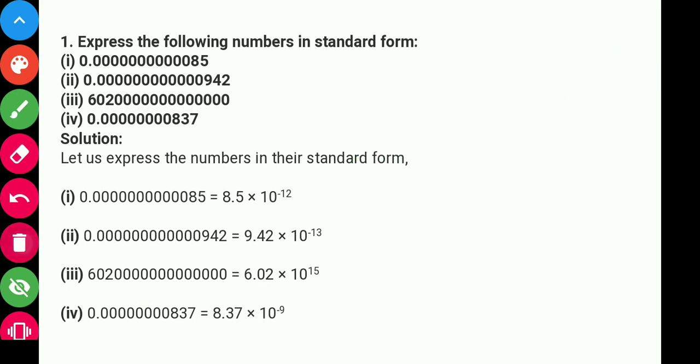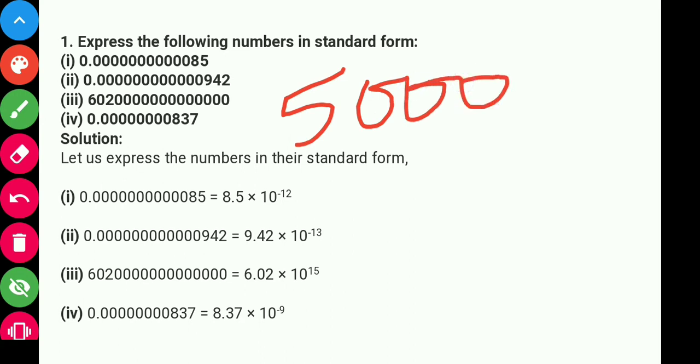You can take another example. Suppose it is given 5000, or you can take 50,000. Here 50,000 can be written as 50,000.0. So here this decimal is moved to the right side.